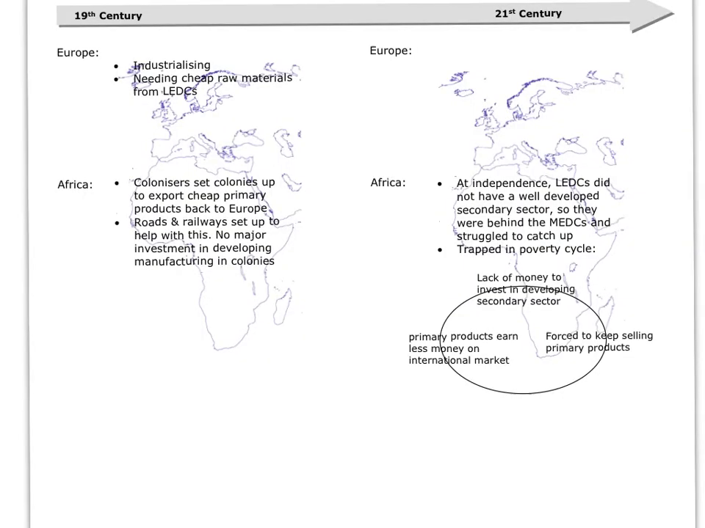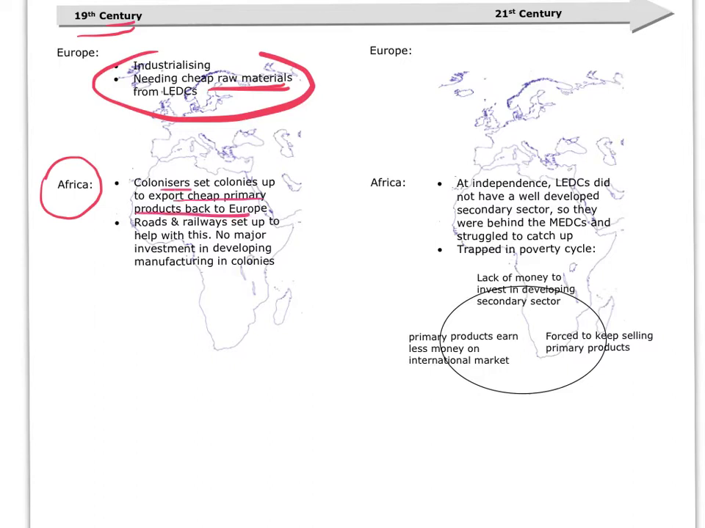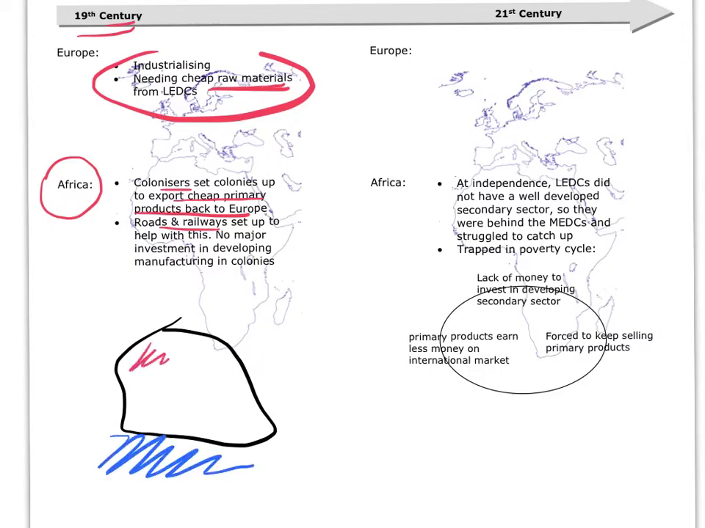So the key idea here is that within colonialism, Europe in the 19th century was industrialised and was needing raw materials, cheap raw materials. It had taken over many of the LEDCs, including Africa, and they set up the colonies to export cheap primary products back to Europe. And the roads and railways were basically designed to help with that. So if you had a country here, and this was the sea, and you had a raw material up here, the railway line was designed to really get that to the port and then from there to Europe. So that was the situation in the 19th century.